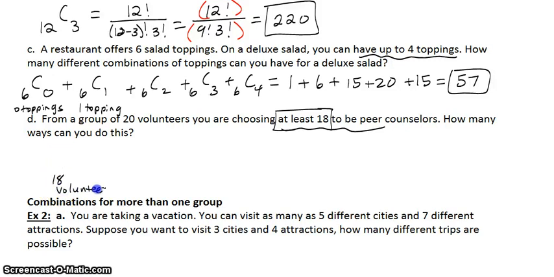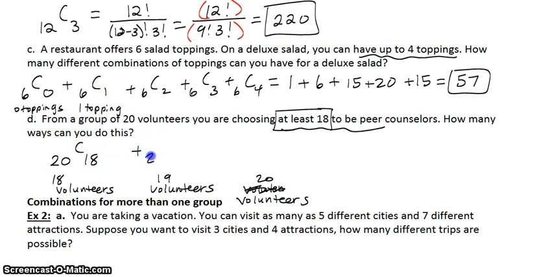I would be happy with 19 of them. I would be happy with 20 of them. I don't want any less than 18. I want 18 or more is what at least 18 means. Okay, struggling with spelling volunteers right there. All right, there we go. So now I want to choose 18 people out of the group. I want to choose 19 people out of the group, or I want to choose 20 people out of the group.